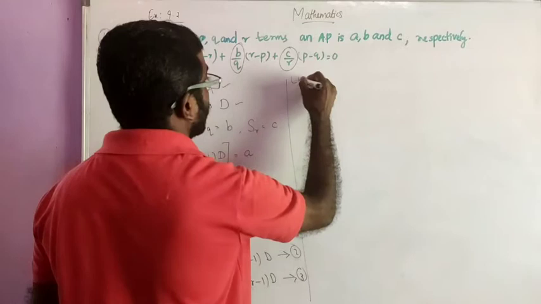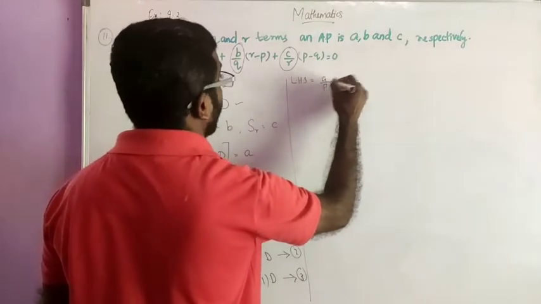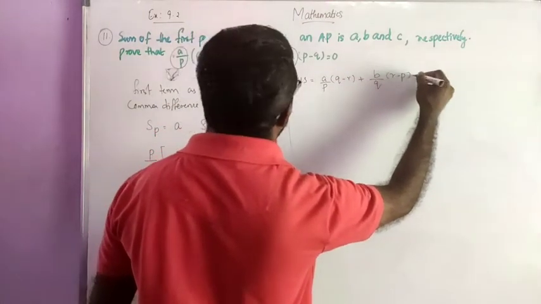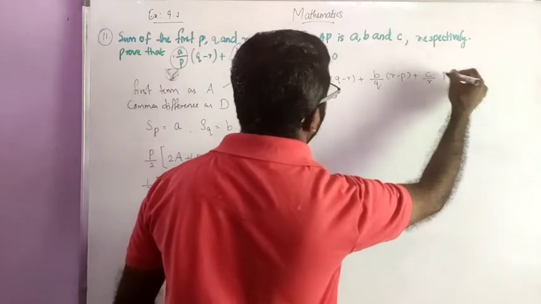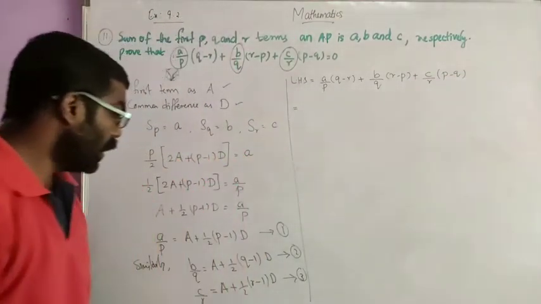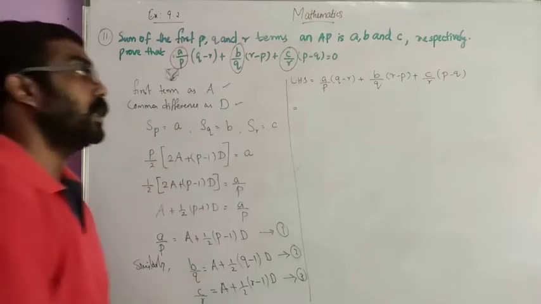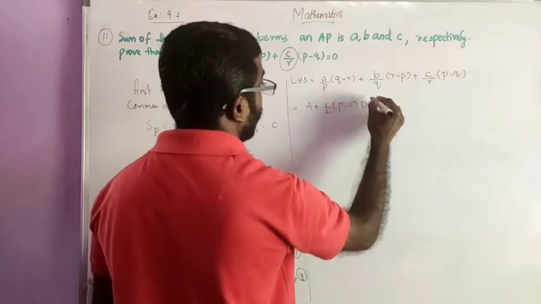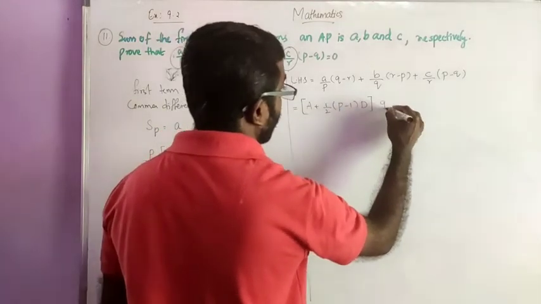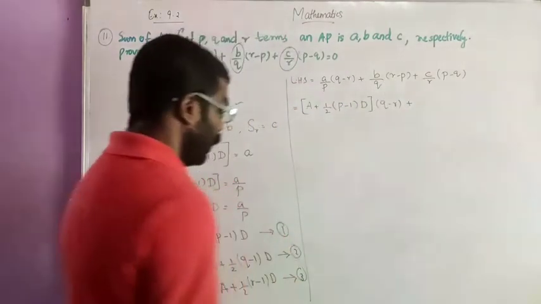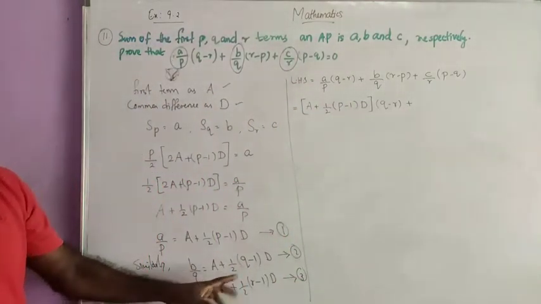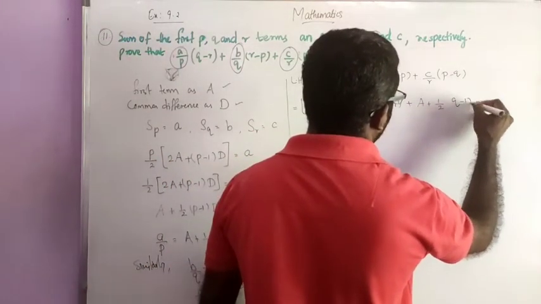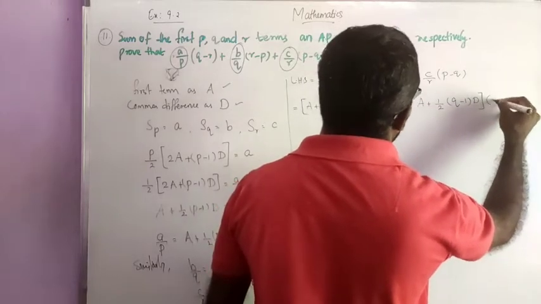So here LHS is equal to a by p into q minus r plus b by q into r minus p plus c by r into p minus q, which is equal to a by p, a plus half into p minus 1 into d. So a plus 1 by 2 into p minus 1 into d into q minus r. Then plus b by q. Here b by q is a plus half into q minus 1 into d. So a plus half into q minus 1 into d, then into r minus p.